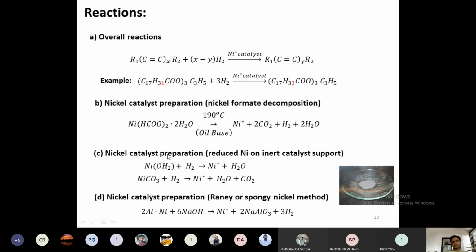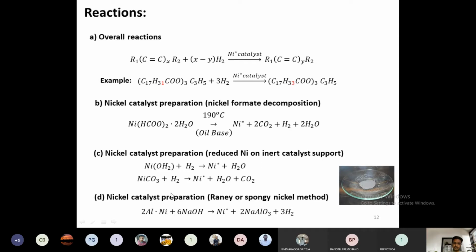The other process to prepare the nickel catalyst is reduced Ni on an inert catalyst support. So nickel hydroxide will be there. To this nickel hydroxide, we will add hydrogen. Then hydrogenation of this nickel hydroxide will give you activated nickel catalyst with liberation of water. Nickel carbonate can also be used as a source of activated nickel, in which it is hydrogenated to give activated nickel catalyst along with liberation of water and carbon dioxide.